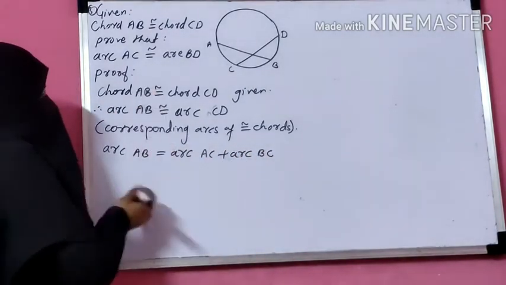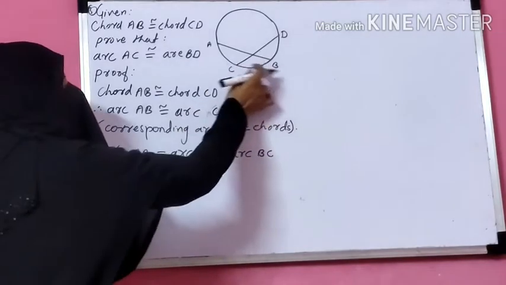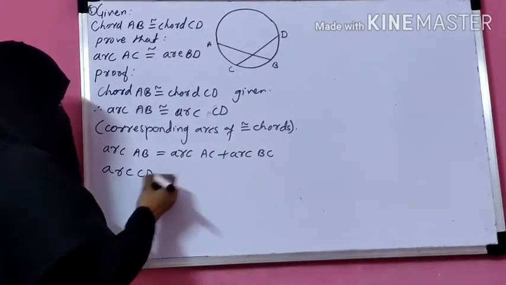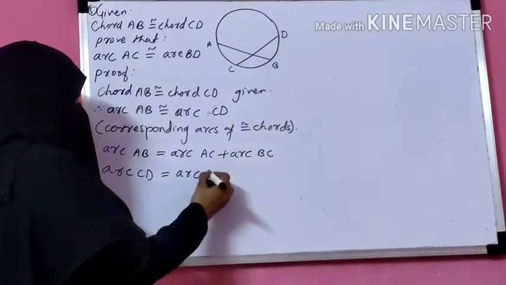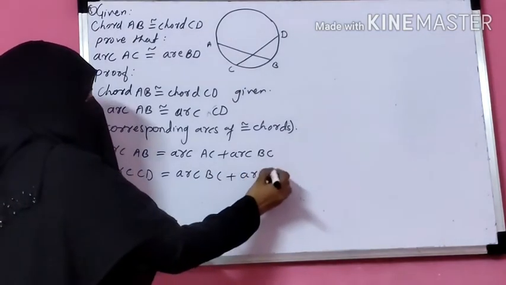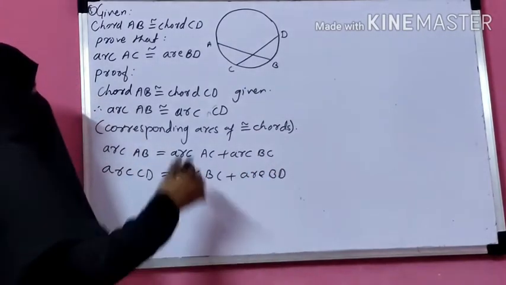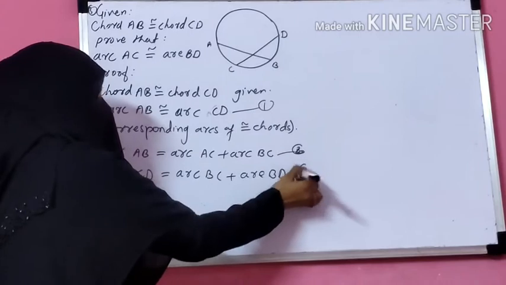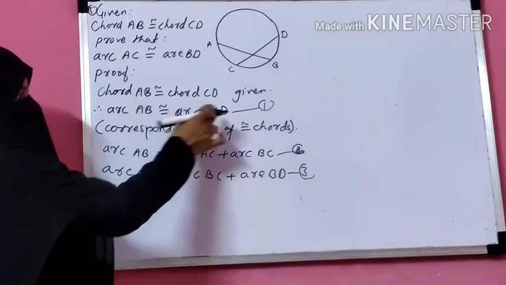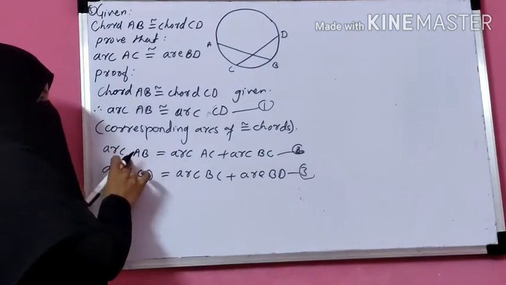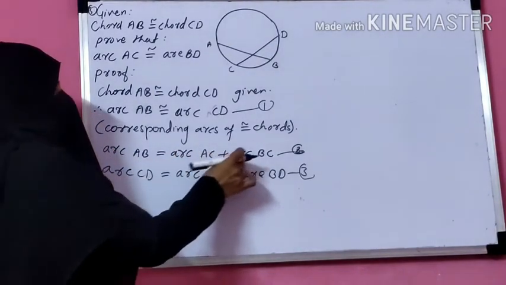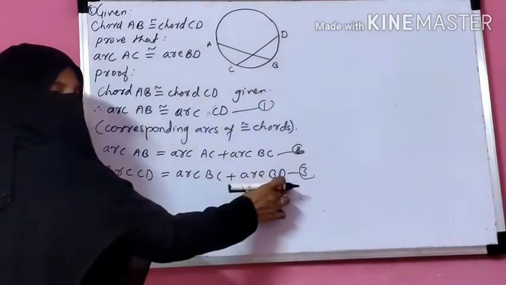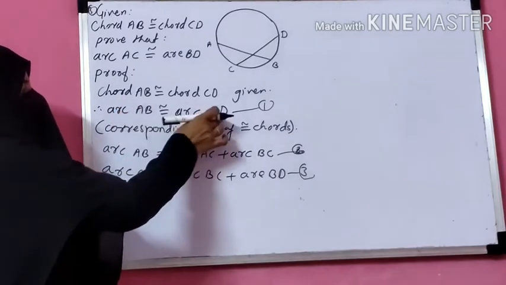Now see here arc CD. Arc CD is nothing but the addition of arc BC plus BD. Now observe here in 1, 2 and 3. If you observe, arc AB is congruent to arc CD, and arc AB is nothing but the addition of arc AC plus arc BC, and arc CD is nothing but the addition of arc BC plus arc BD. And here arc AB is congruent to arc CD.